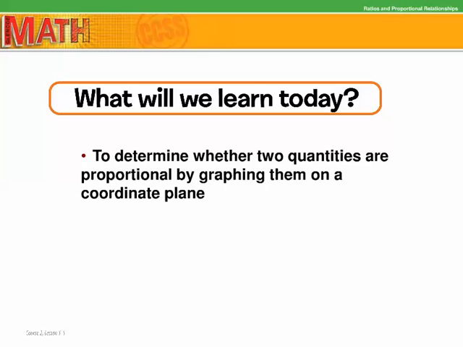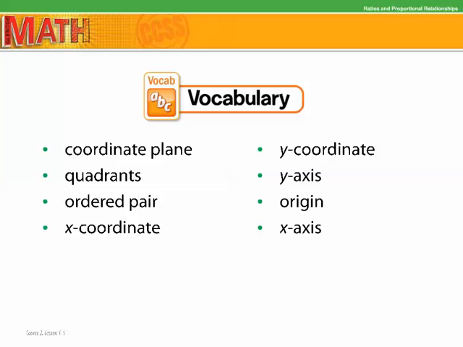Today we're going to determine whether two quantities are proportional by graphing them on a coordinate plane. Some of the vocabulary we're going to look at is what a coordinate plane is, what quadrants are, and what an ordered pair is, x-coordinate, y-coordinate, y-axis, the origin, and x-axis.